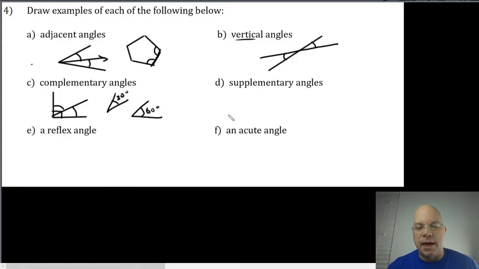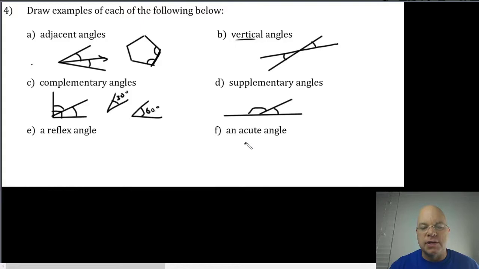Supplementary angles add up to 180 degrees. So I'm going to start with a straight line and then just draw two adjacent angles that are forming that straight line. And so they must be supplementary because this one plus this one have to add up to 180 if they're forming this straight line, this half circle.